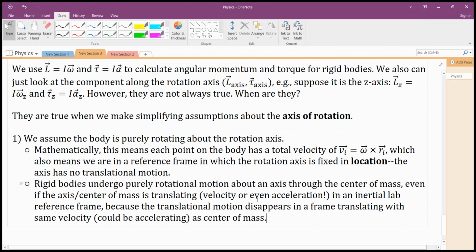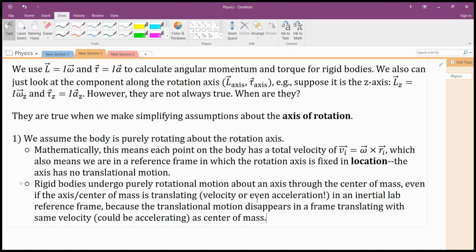There is a special scenario, namely when we have an axis through the center of mass. In that case, if the axis of rotation is translating, even if it is accelerating relative to some inertial reference frame, then if we change to a reference frame that moves with the center of mass, the rigid body will still be undergoing pure rotational motion about that axis, because the translational motion will disappear when moving into a frame that translates with the same velocity, which could be accelerating, as the center of mass. This just emphasizes the importance of reference frame when thinking about a rotation axis being fixed in location.